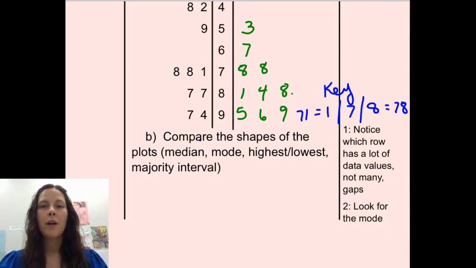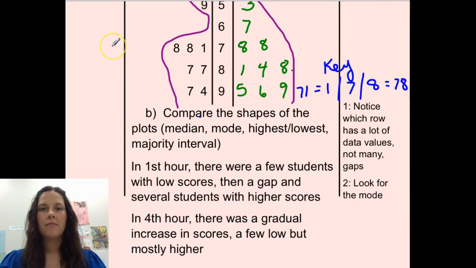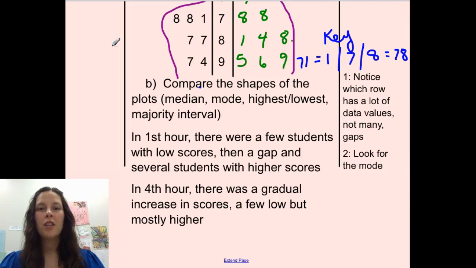Now we're going to look at comparing the shapes of our two stem and leaf plots. What I notice on the left-hand side of my stem and leaf plot is there were some data values that were kind of low, and then we had a group of data values that were towards the higher score. On the right, we had kind of a gradual increase in scores. I typed up my comparison for you, so make sure you pause the video now so you can get that information down. That was comparing the shapes of the plot.